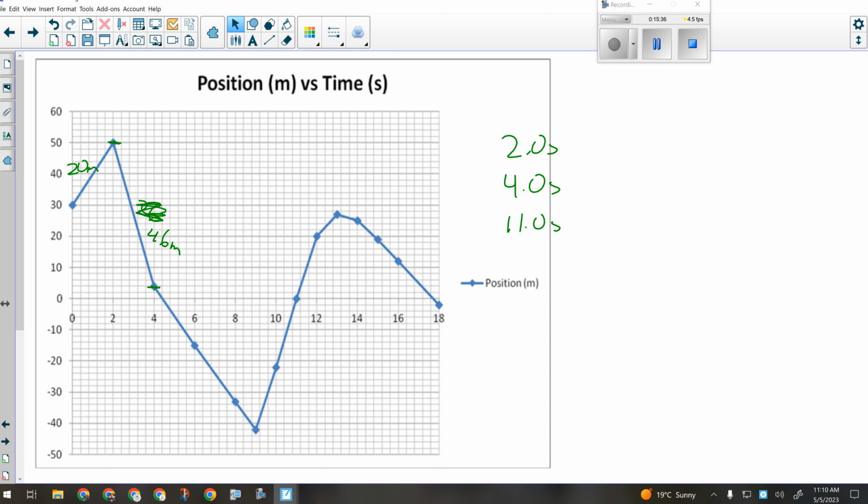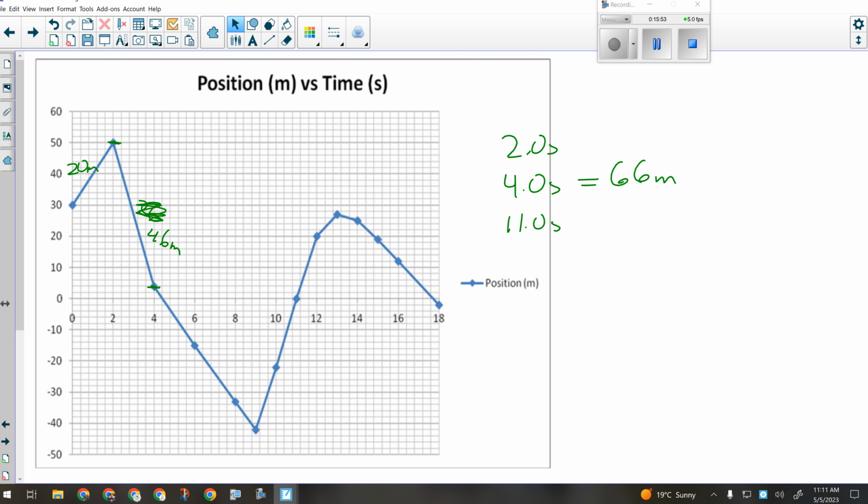I still did 4 minus 50, but I got 46. I just made it positive because, again, I'm dealing with a scalar quantity. So now the total distance traveled to 4 seconds is 66 meters. Right? And then to go to 11 seconds, I've got to keep going.